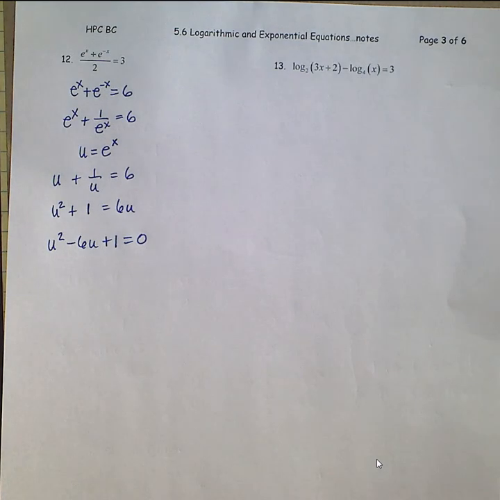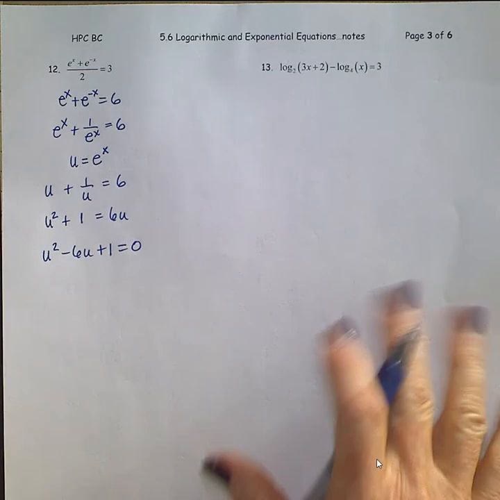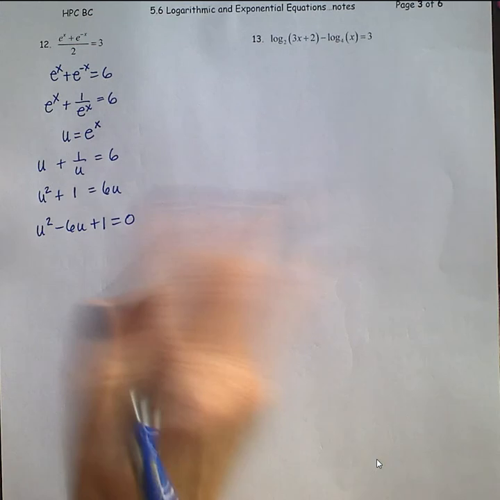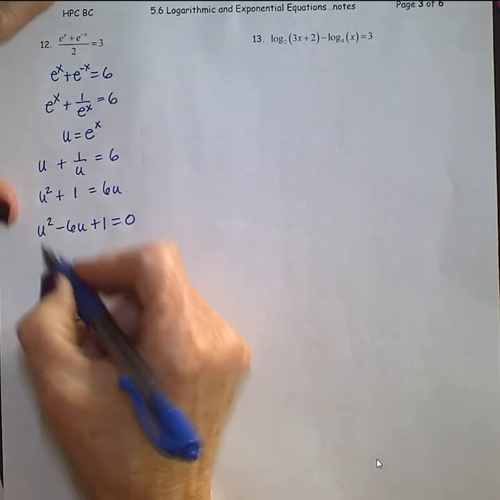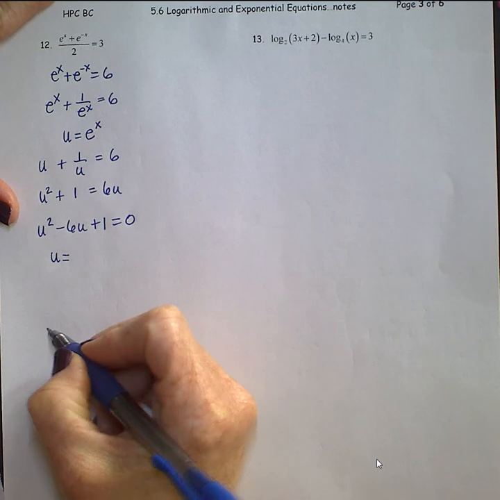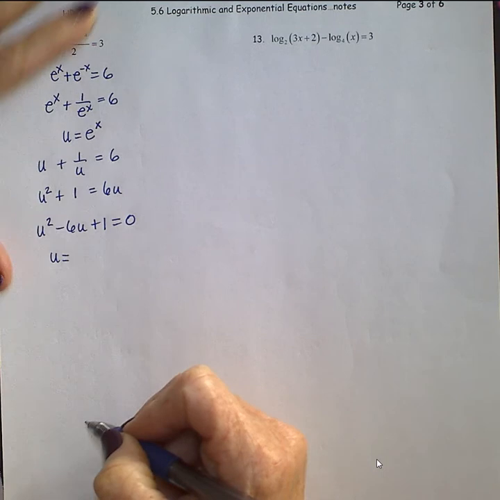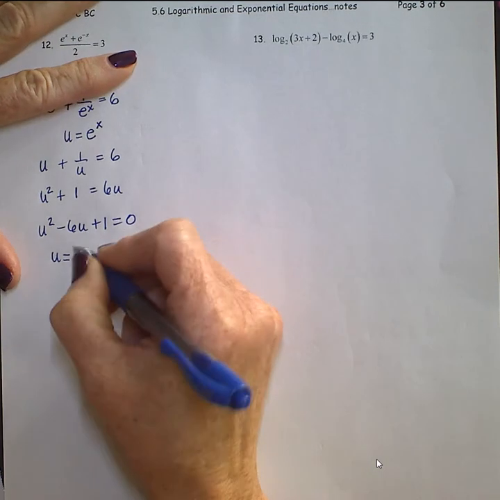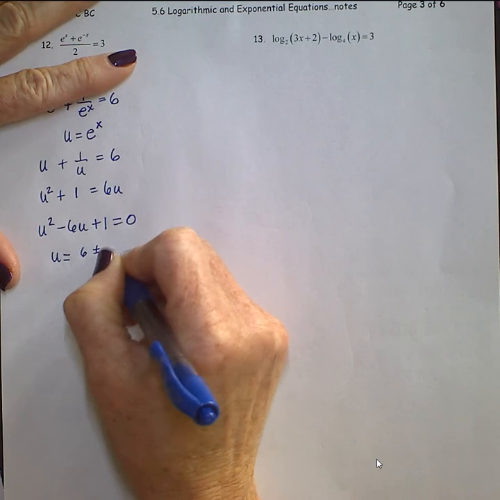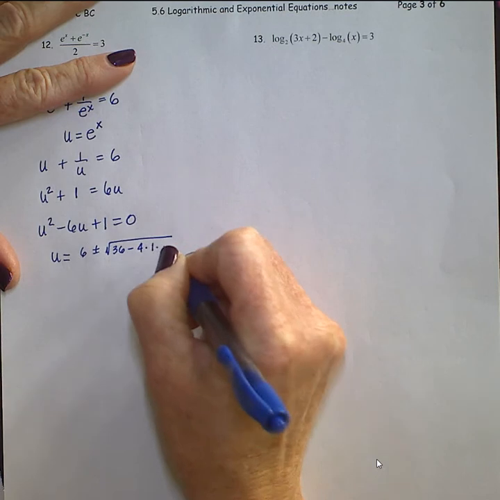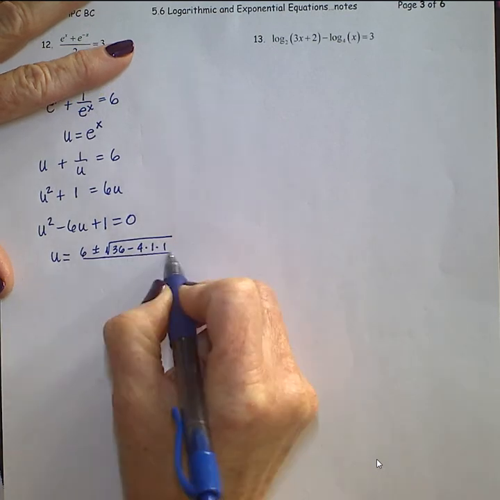Factor. Does not factor. Oh man, so what are we going to do? Quadratic formula. Okay, now be careful. Identify what this is. This is u equals. Some of you forget what variable you're solving for, and then you would quit right at the end of the quadratic formula, and we can't quit right at the end of quadratic. u is opposite of b, so 6 plus or minus the square root of b squared minus 4 times a times c, all over 2 times a.